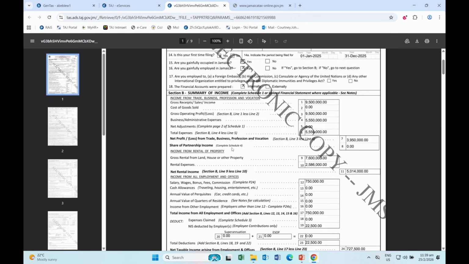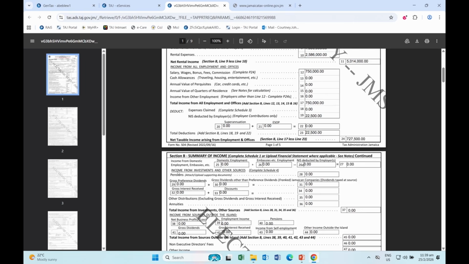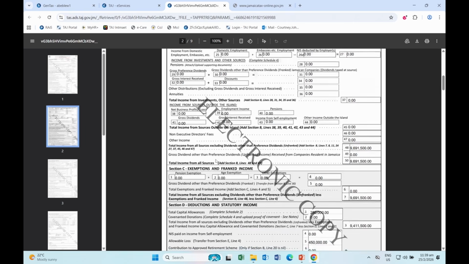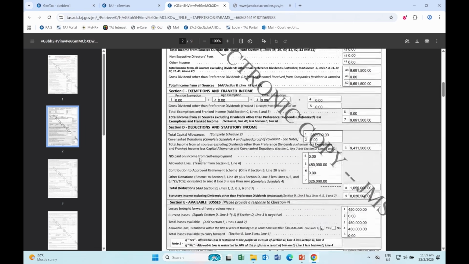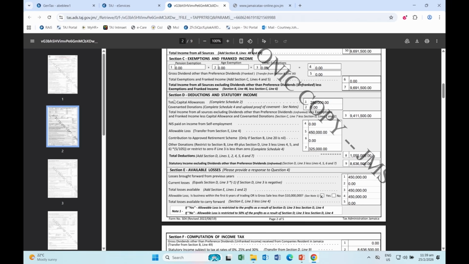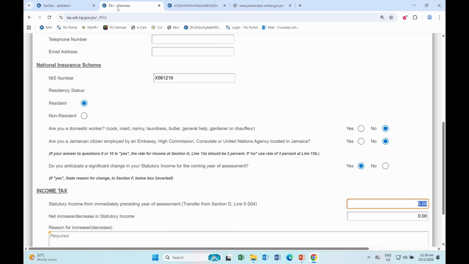So this is the S04. Pay attention to the section B, section D. We're going to section D, line 9. So this is section D, and line 9 is this one. Line 9 has the income as the amount $8,636,500. So we're going to be copying that information to this page. So it's $8,636,500.